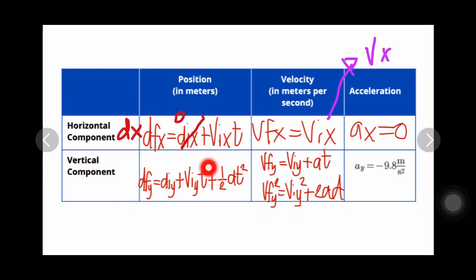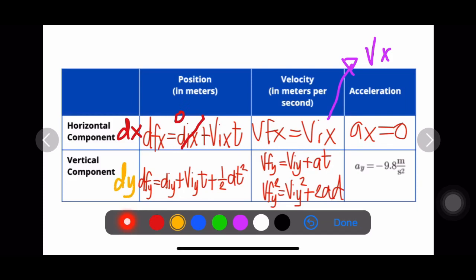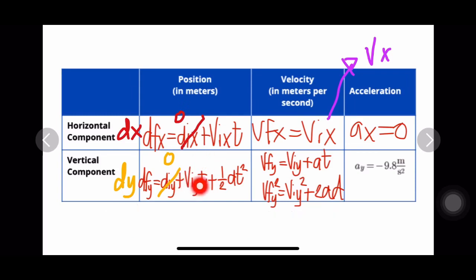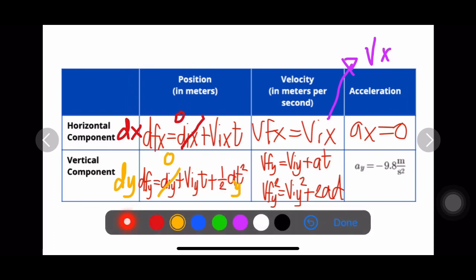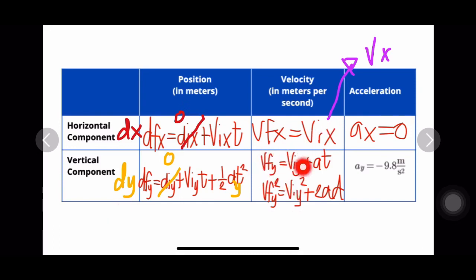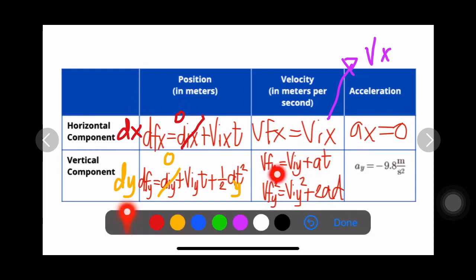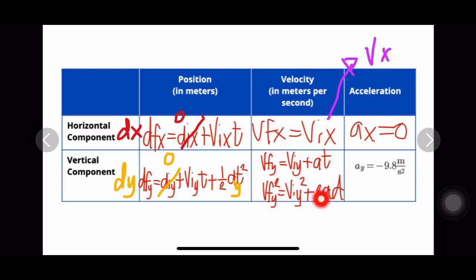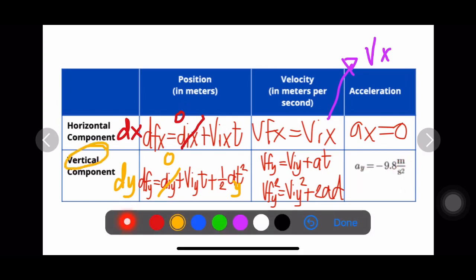So along the vertical component, we have here to solve for the position dy. Remember, this is also dy. Don't be confused. This is initially at 0, so it can be cancelled already. So we have viy t plus 1 half at squared, which is the same as what I taught earlier, and this is also ay, along the y-axis. For the final velocity along the vertical component, we have two formulas that we can use. Vfy is equal to viy plus at. And the other one is vfy squared is equal to viy squared plus 2ad. And lastly, the acceleration due to gravity along the vertical position is negative 9.8 meters per second squared.